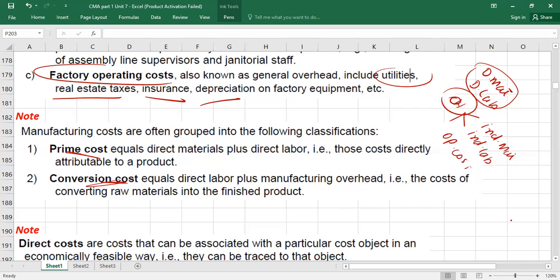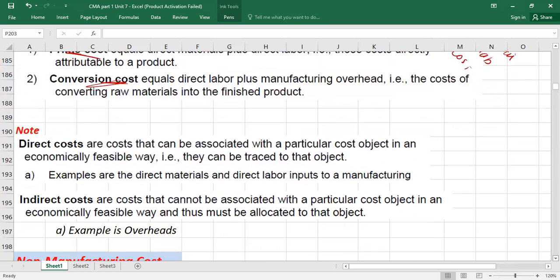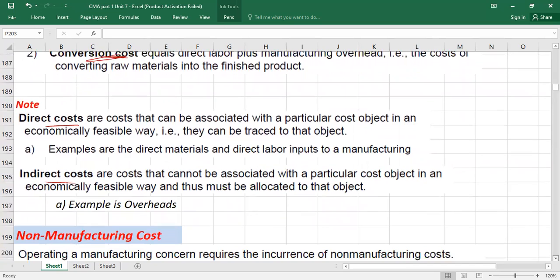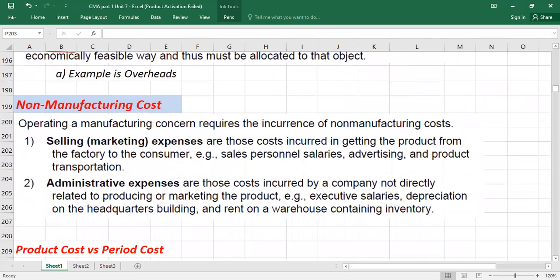Understood? So this direct, indirect, I also told you, right? These are just alternative names, don't worry. Then under non-manufacturing, you have two types. Which two types do you have, guys? Under non-manufacturing, you have what?